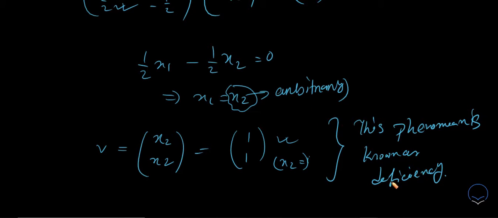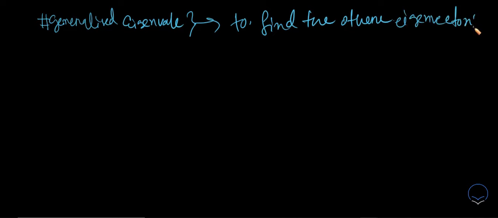So this is where, when the eigenvalues are deficient, in this kind of case, these eigenvalues are called deficient eigenvalues. In this case, we have to introduce the notion of generalized eigenvalue, and this will help us to find the other eigenvector. And let me show you how this procedure works.